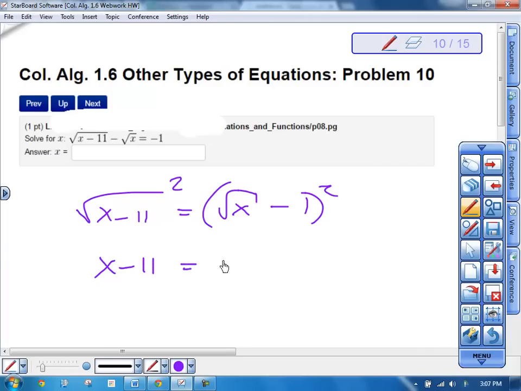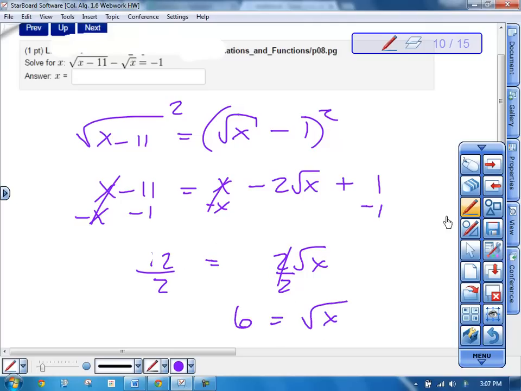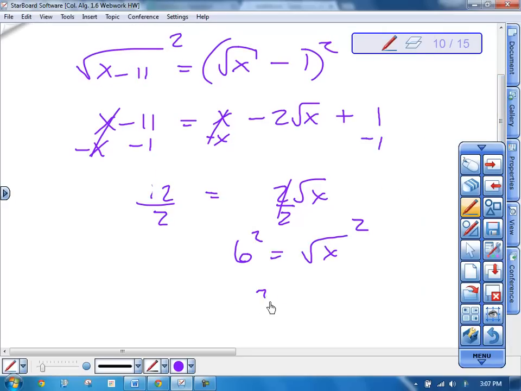It's an easy mistake. When you FOIL it, you get x minus 2 square root of x plus 1. And if you subtract x from both sides, these x's cancel. If you subtract 1 from both sides, you get negative 12 equals negative 2 square root of x. Divide both sides by negative 1. Divide both sides by 2. And then square both sides. And you get 36 equals x. If you try to solve it, that will work.